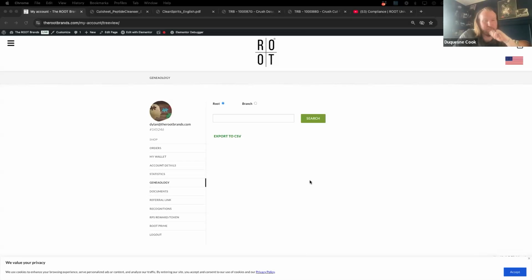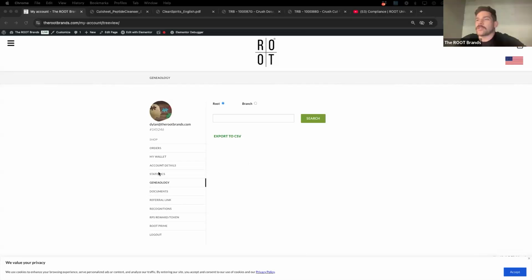Okay, I'm going to keep going into the document section to keep us moving along here. I wanted to do genealogy real quick and just knock that out. All I really wanted to show Dylan was that people can download CSV.